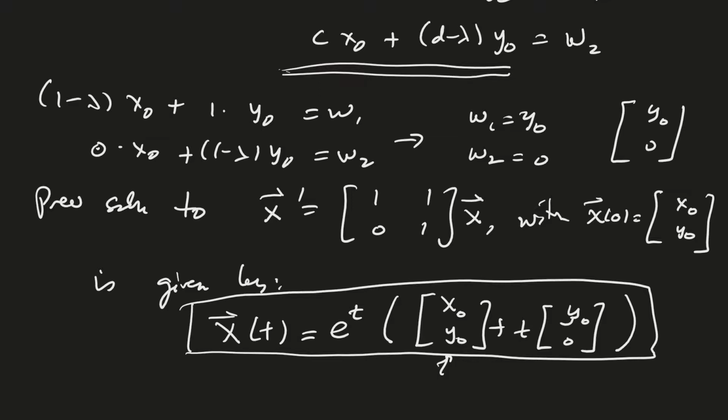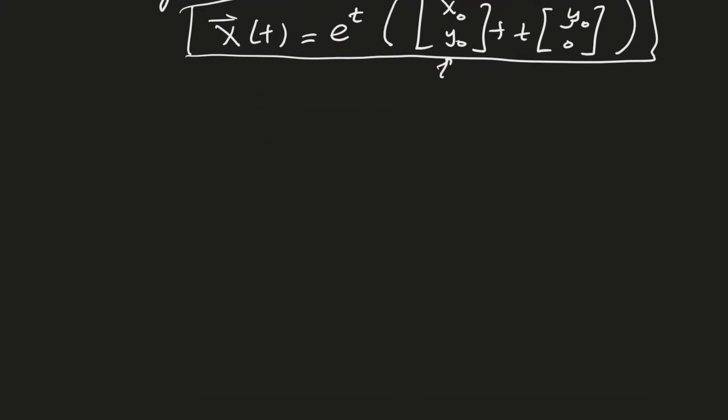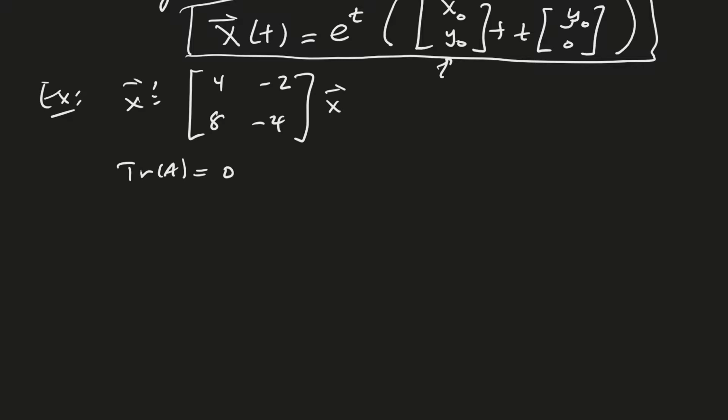Let's try this again here for another equation and see if we got it. So for an example, how about this kind of weird one, but that's good for practice: x prime equals [4, minus 2; 8, minus 4] times x. We see that our trace is 0, and the determinant is minus 16 plus 16, which is 0. That's okay. That means just that lambda is equal to 0 and 0, a double 0.